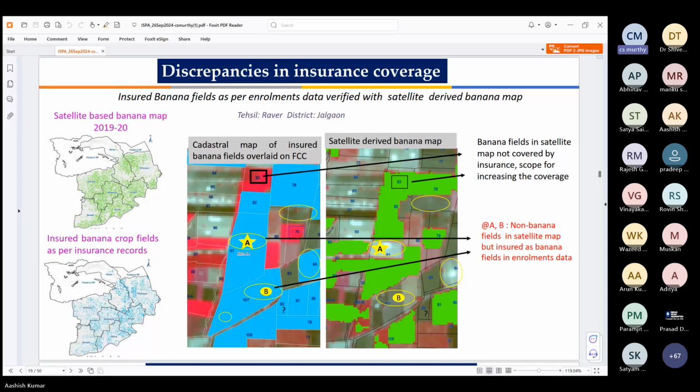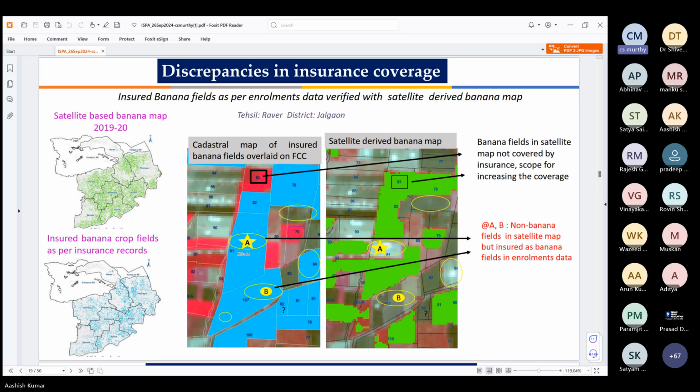The general psychology is that farmers insure a high value crop and grow a low value crop. A very classic example is the banana crop in some districts in some states. They insure for banana, but the actual crop is different. In some cases, even fallow lands were insured as banana crop because the premium paid by the farmers is very less. So they keep insuring and then they can take the benefit of losses for banana crop.